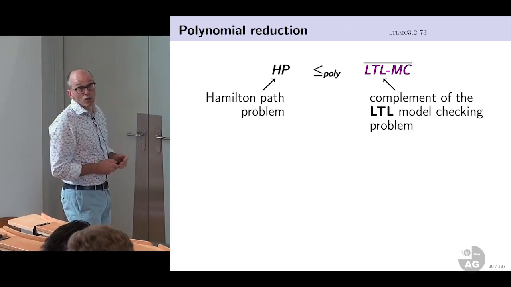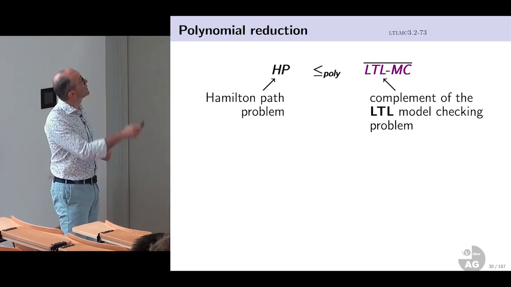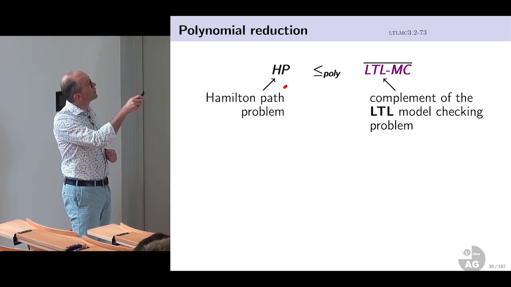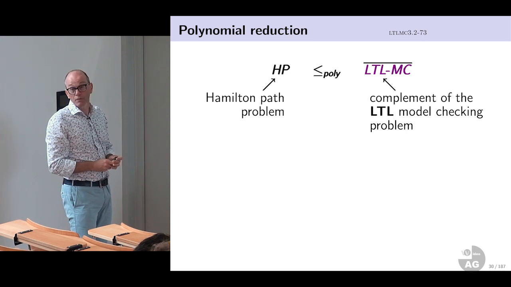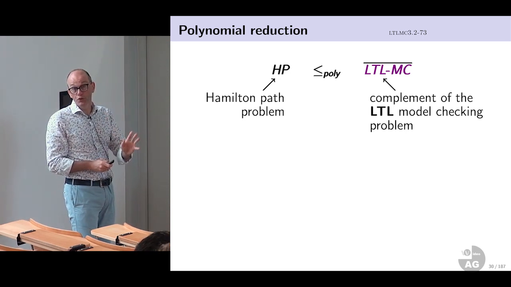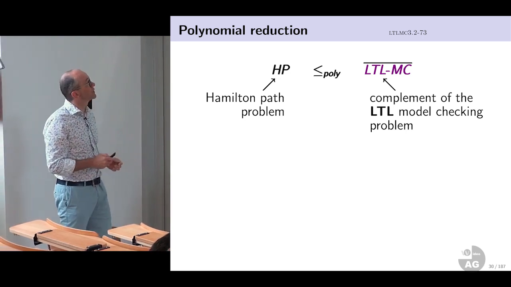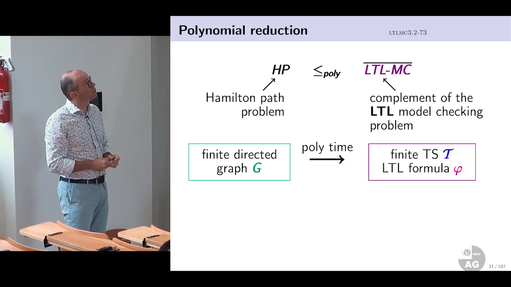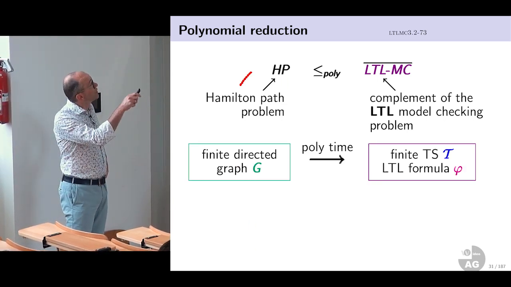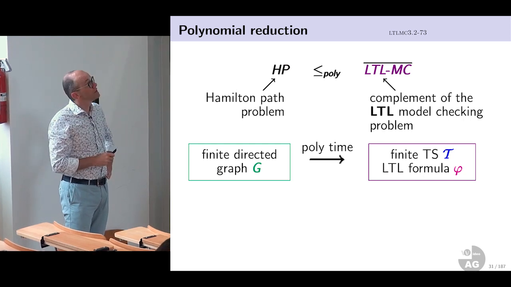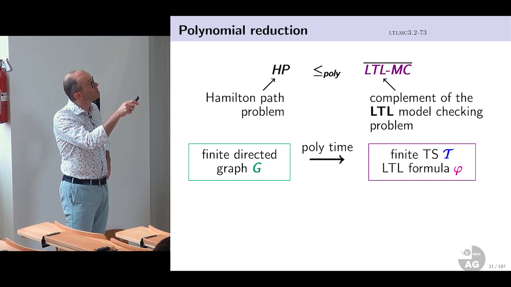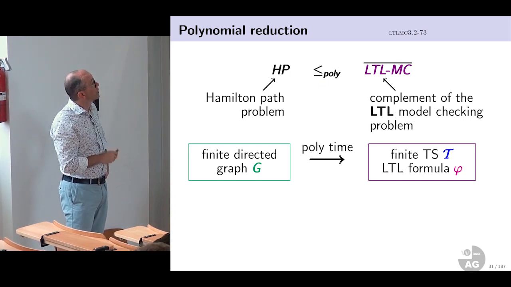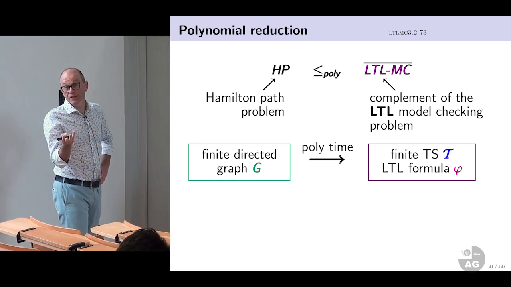So let's look at the polynomial reduction. So remember, we take the Hamilton path problem, and we're looking at the reduction from the complement of the LTL model checking problem. Does your transition system refute the formula? That's the problem we are considering. So the way we're going to do this is we take the problem description on the left-hand side, and we're going to map this, and this mapping needs to be done in polynomial time, to a problem instance on the right-hand side. So the instance on the left-hand side is a finite directed graph.